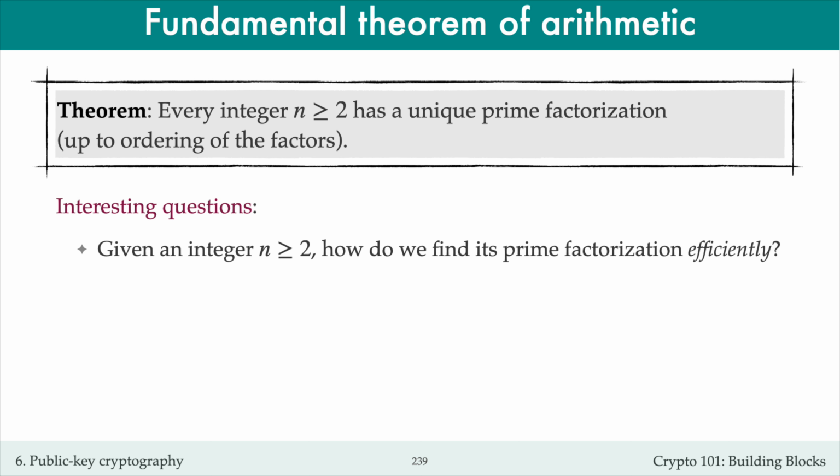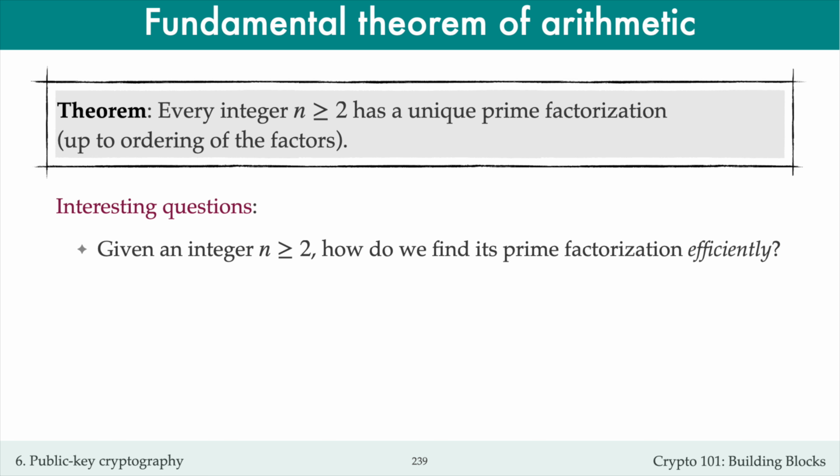An interesting question that arises from this theorem is the following. Given a number n, well, you know that its prime factorization exists, but how do you actually find it efficiently? Of course, you can always find the prime factorization of n by trial division. So you trial divide n by the prime numbers 2, 3, 5, 7, 11, and so on, up to the square root of n. And by then, you will have found all the prime factors of n.